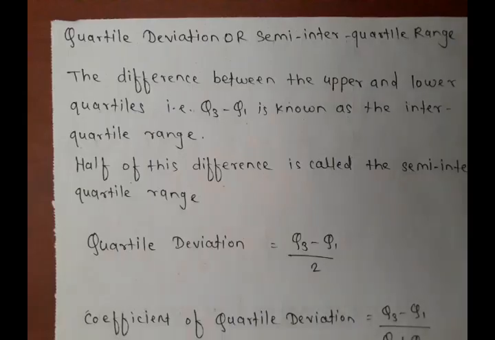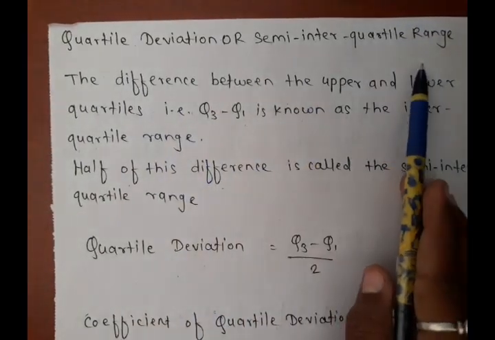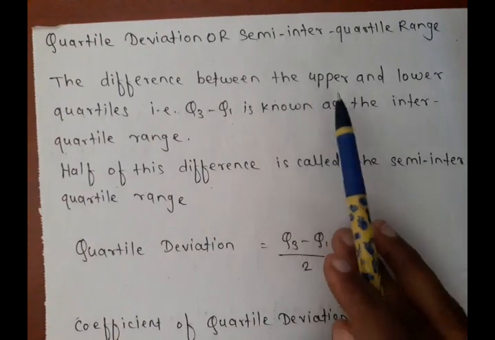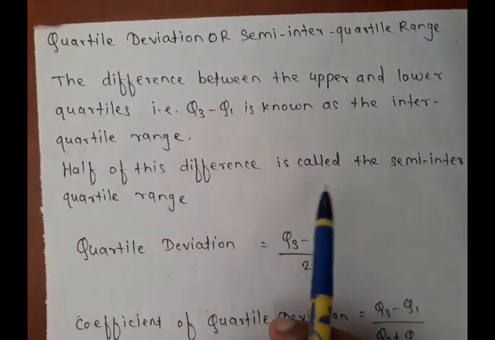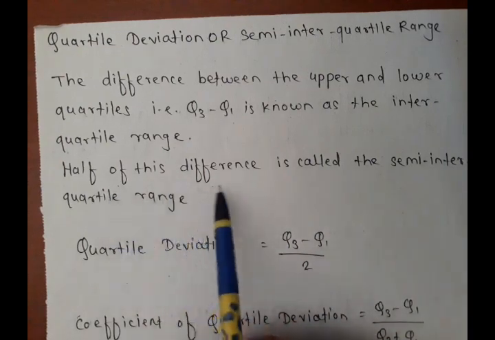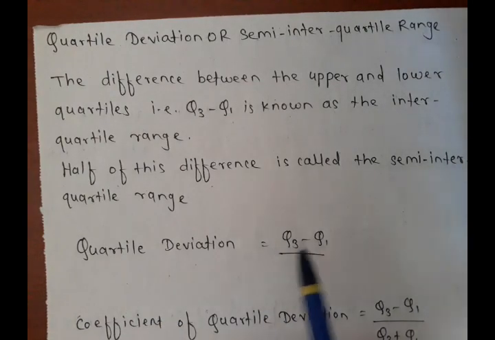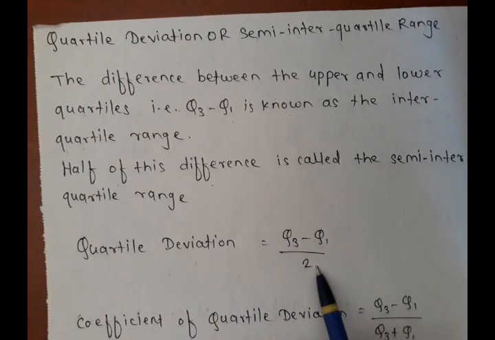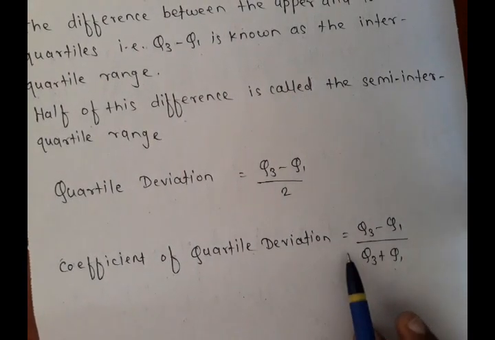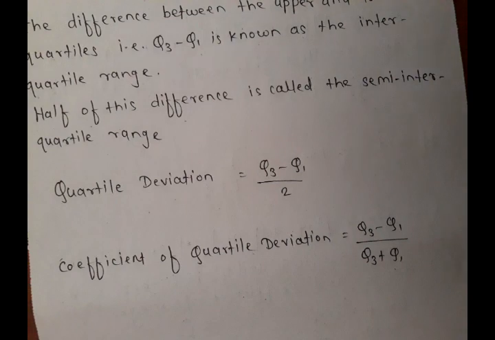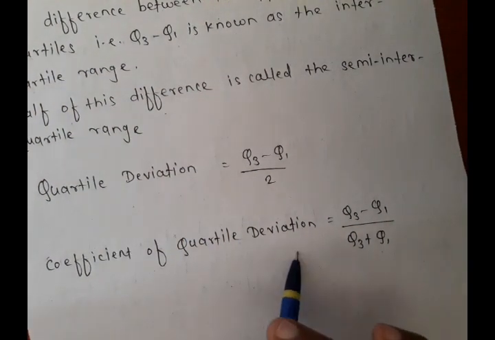Last point is quartile deviation or semi-interquartile range. The difference between the upper and lower quartiles, that is Q3 minus Q1, is known as the interquartile range. Half of this difference is called the semi-interquartile range. So quartile deviation is equal to Q3 minus Q1 upon 2, and coefficient of quartile deviation is equal to Q3 minus Q1 upon Q3 plus Q1. Using this formula, we find quartile deviation and coefficient of quartile deviation.